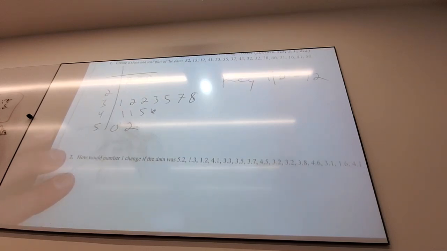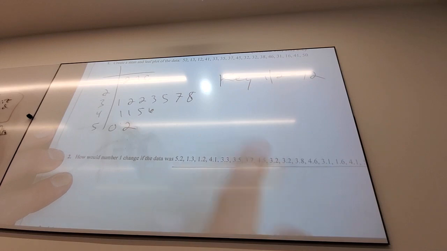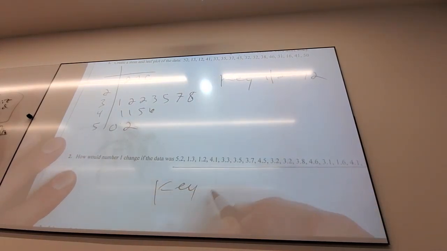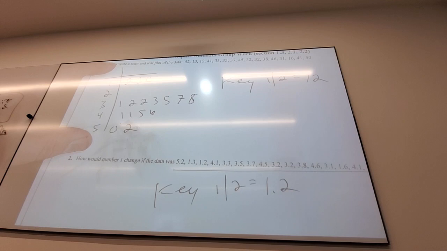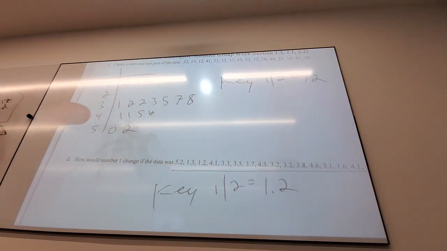So what would change if the data had been this instead? And you can see how it's exactly the same. The key would now say 1, 2 equals. That's it. That's all that would change. This would not have to change. That's the beauty of stem and leaf. The key has a lot of information in it. Okay, maybe. Is that all right?